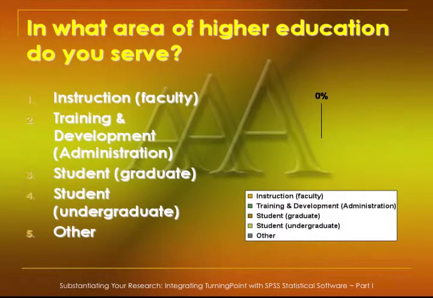Okay, we wanted to start off with some questions just to get you answering. If you pick up your response cards, in what area of higher education do you serve? 1 for instruction, 2 for training and development, 3 for graduate student, 4 for undergraduate, and 5 for others. Please respond now. Okay, we're going to close it, and we find that in our room right now, 43% are training and development, and 43% are instruction. Split right down the middle.